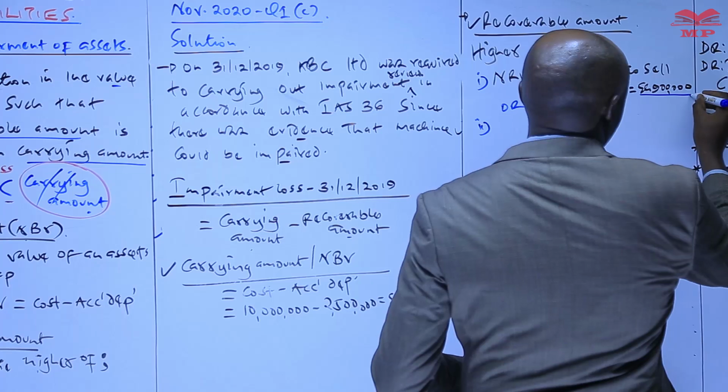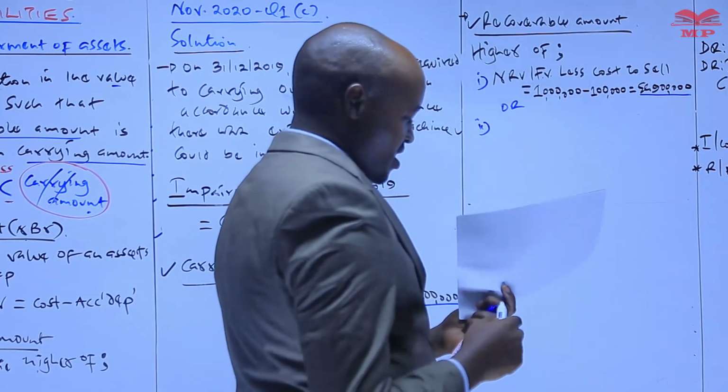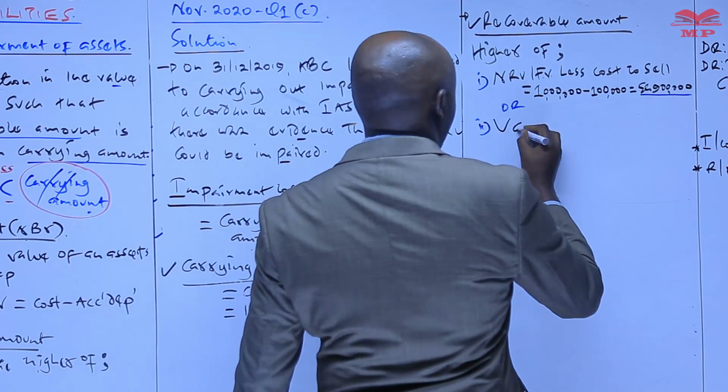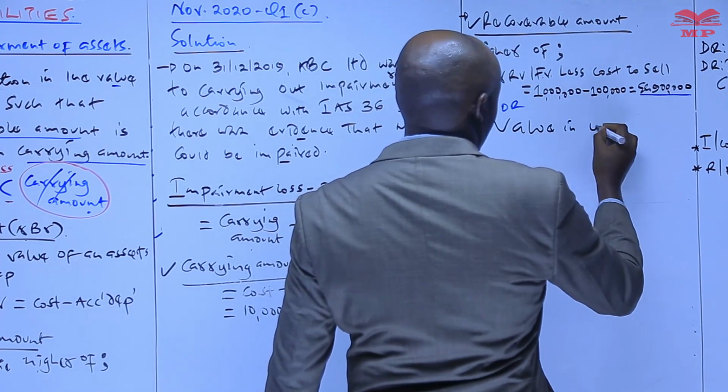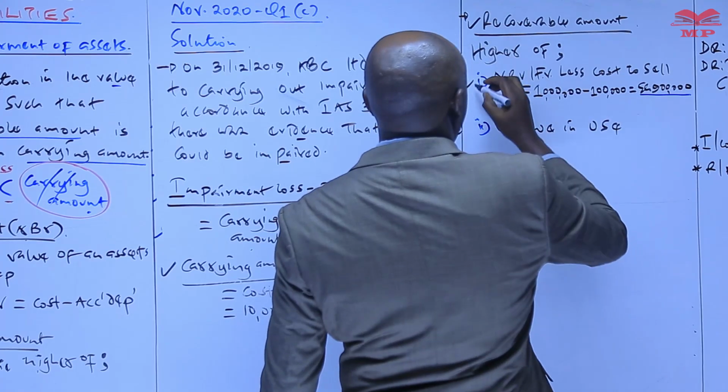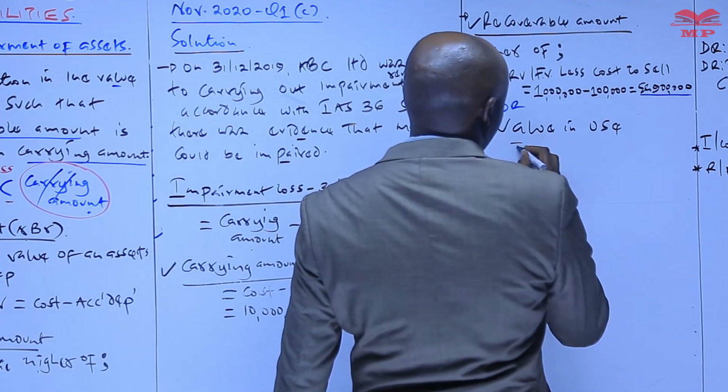900,000. So we have that. Then next, we determine the value in use. The value in use. Remember, we have said the recoverable amount is the higher of these two values. So how do we determine the value in use?